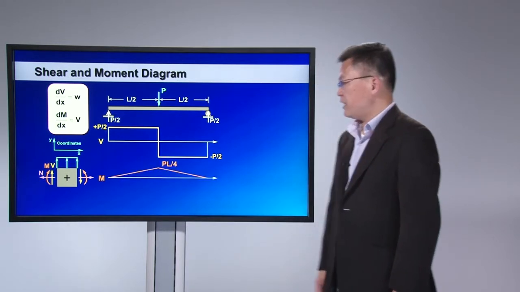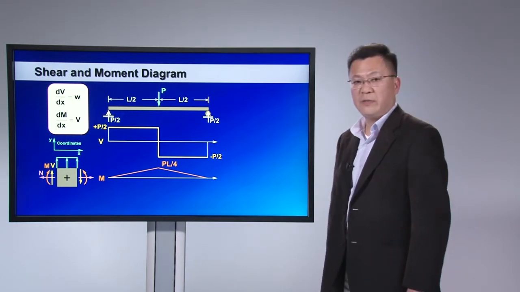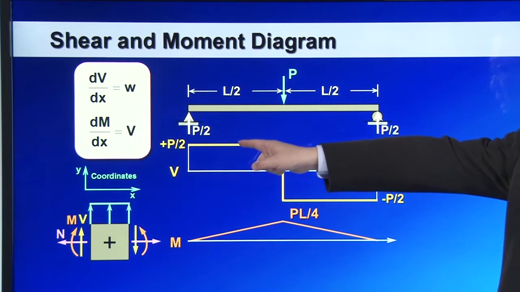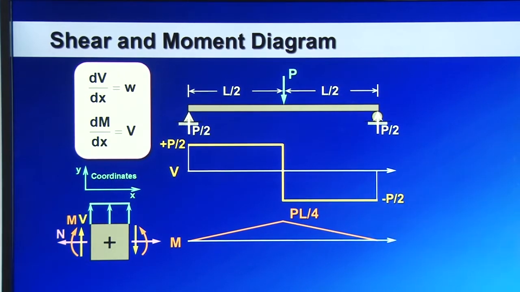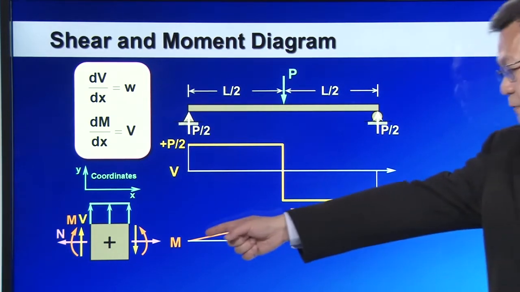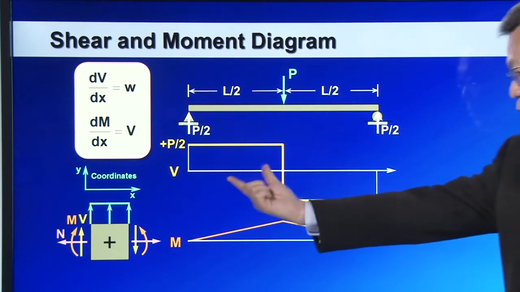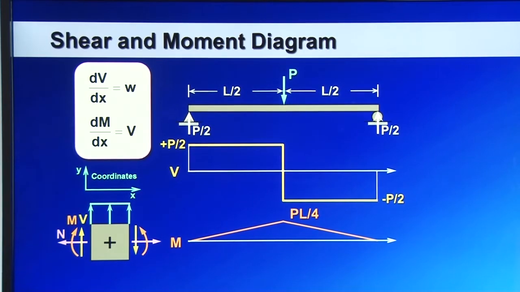Now, the bending moment diagram. According to the equations, the slope of the bending moment is equal to the shear force. So shear force is equal to P over 2, positive for this region, and minus P over 2 for this region. So indicating that the slope of the bending moment will be equal to positive P over 2 for this region and then negative P over 2 for that region.